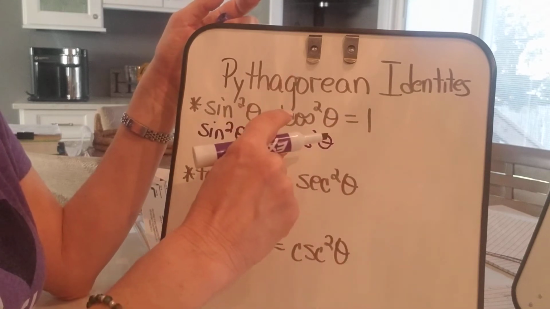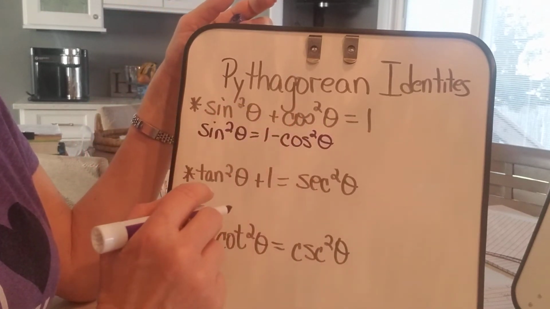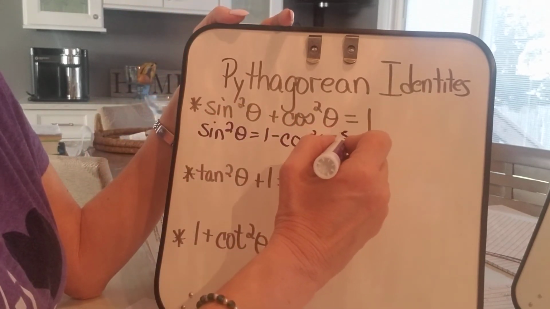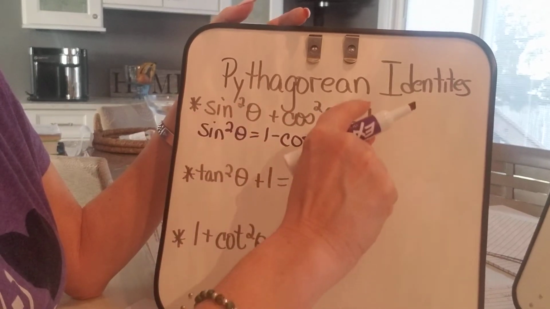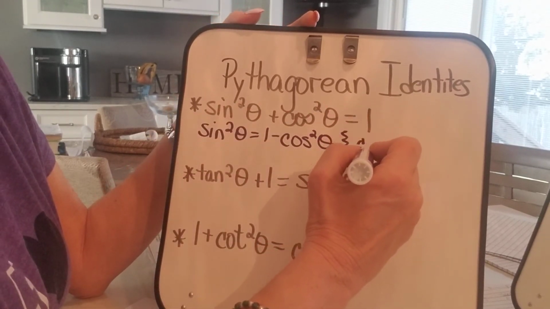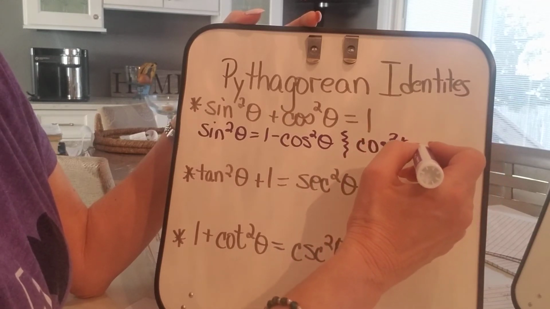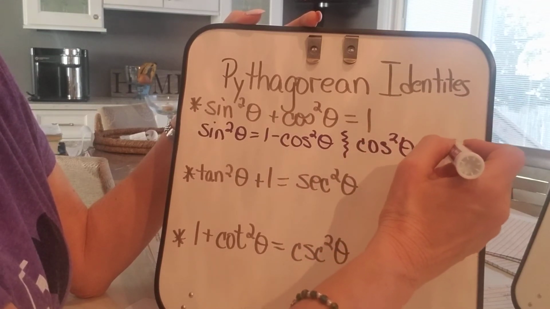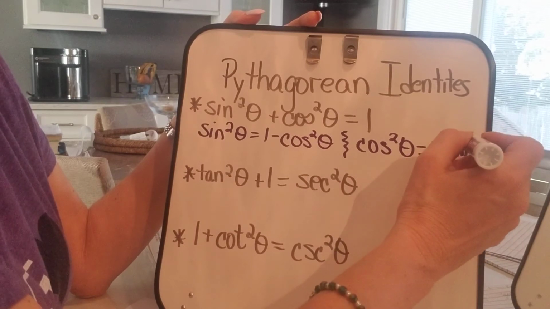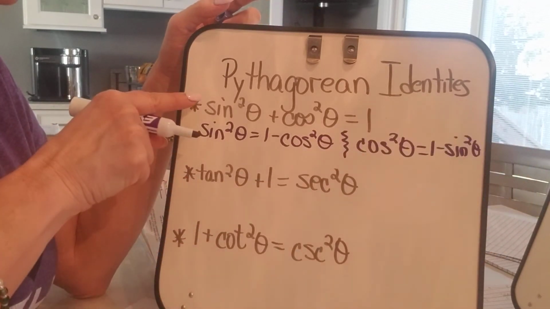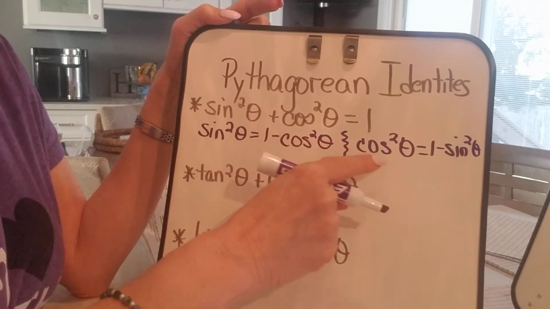And go back to the original. Instead of moving the cosine, I could have moved the sine. So the other equation, if I move sine to the other side, is cosine squared theta equals 1 minus sine squared theta. So just from this one identity, I get 2 more.